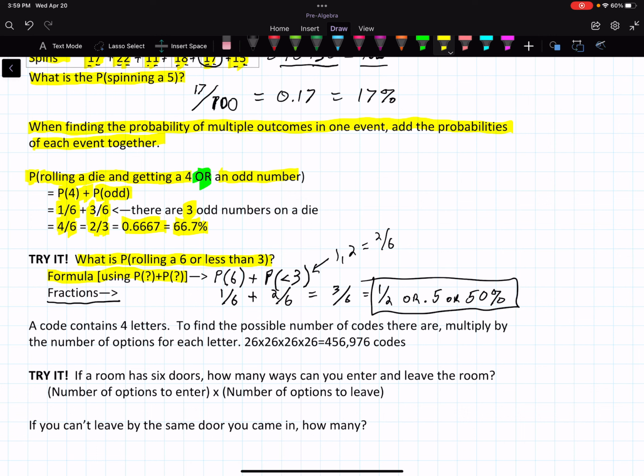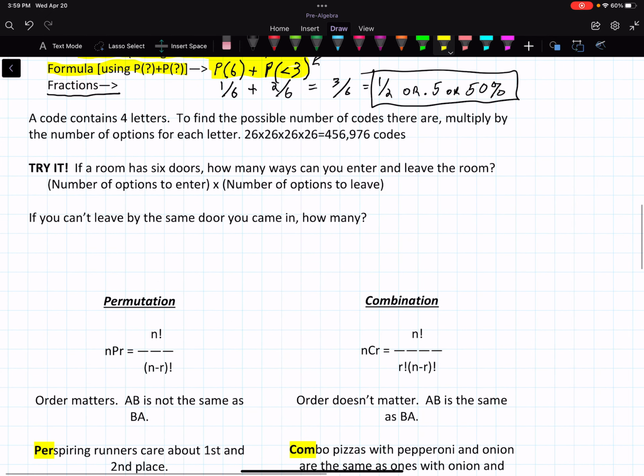Now, just to tell you, this is going to be required at least somewhere on the test. All right, now let's do a new concept, talking about a code that contains 4 letters. This is called the counting principle. We're going to ask how to find the possible number of codes in a code that contains 4 letters. Well, what you do is you take the number of options in each step, in each letter, and multiply them together.